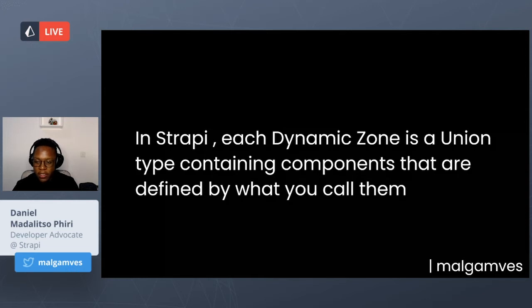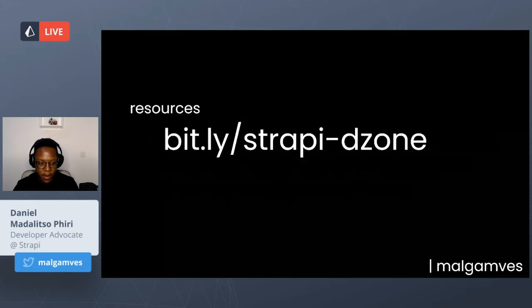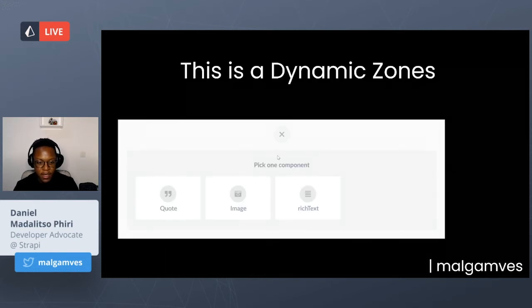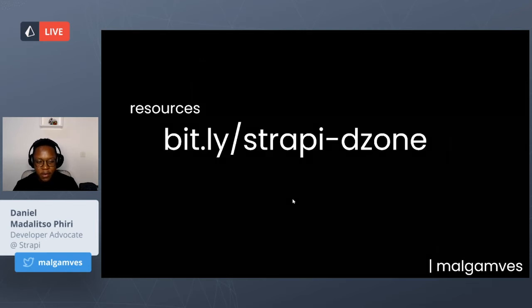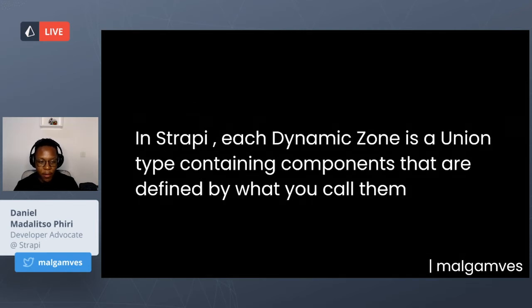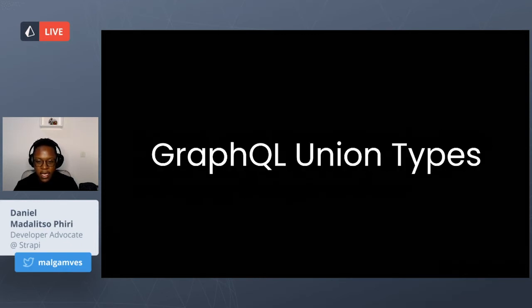I think I will go back here just to show you a visual aspect of it. This is our dynamic zone, and each component in the dynamic zone, be that the quote, the image, or the rich text, is its own type. So that's a bit of context for how I got myself into this problem, and I'll be telling you more about that. So let's talk about union types.